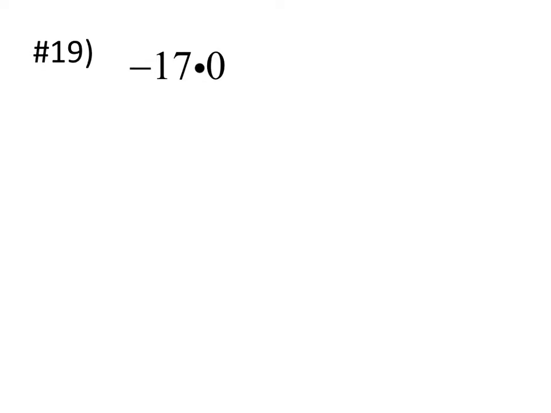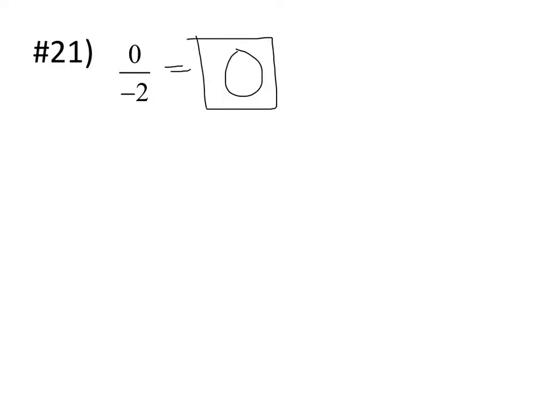Okay, so we're going to go ahead and multiply first. 17 times 0 is 0. You don't need to worry about the sign since it's 0, so you just leave 0. Okay, 0 divided by anything is always just 0, so you don't need to worry about the sign there. It's just 0, and you move on.